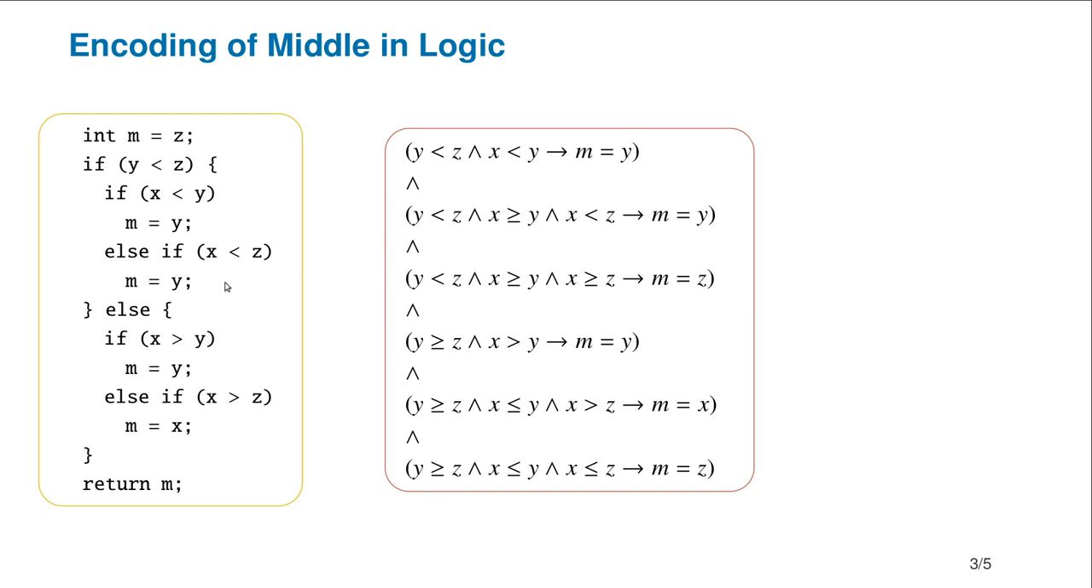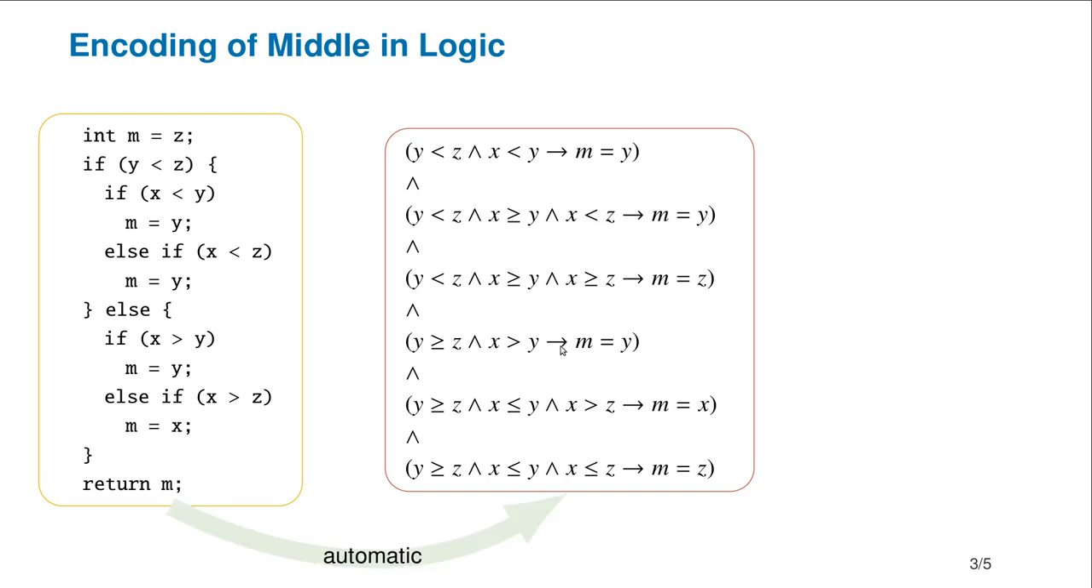And in this way we proceed until we have captured all branches, and the last one is the case where none of these branches here apply, and then we have M set to Z, what we have on the top here in the initialization. Yeah? So based on the conditions which hold, M is equal to the respective value.